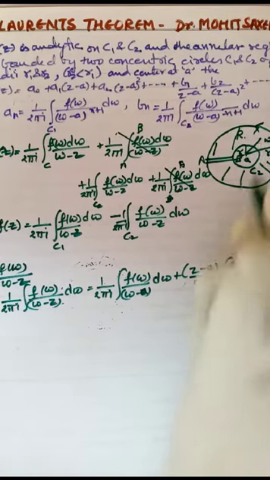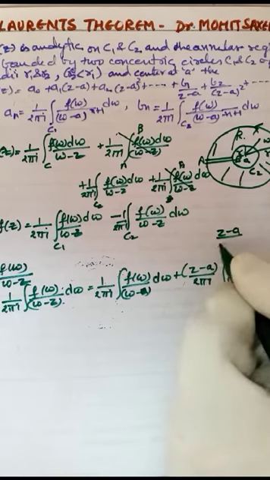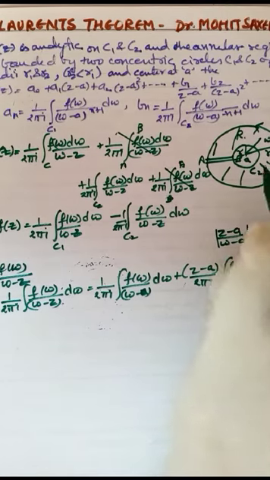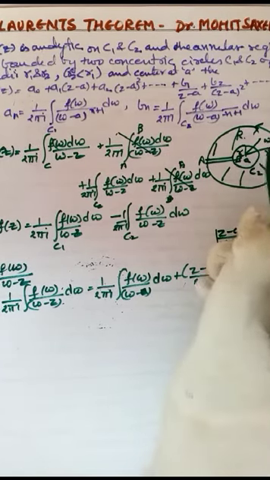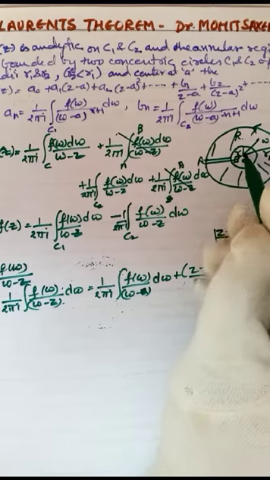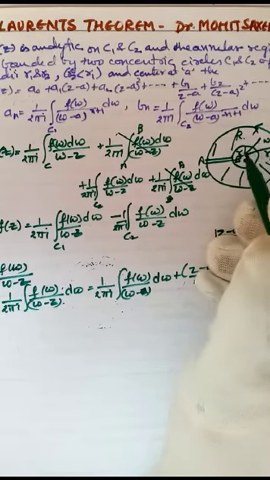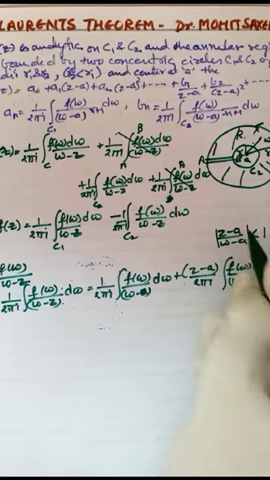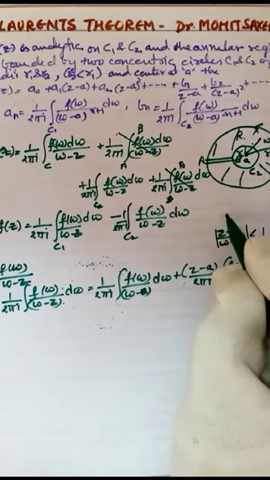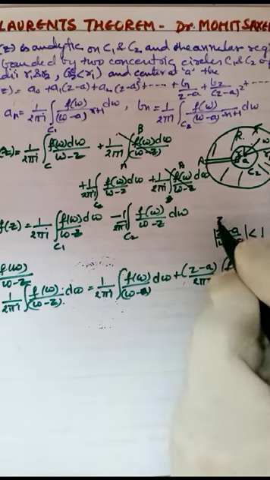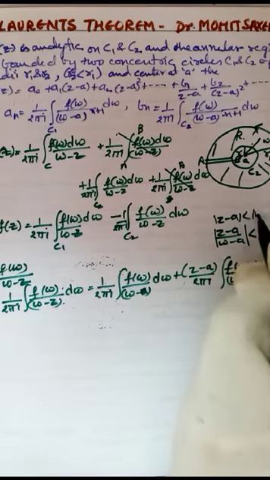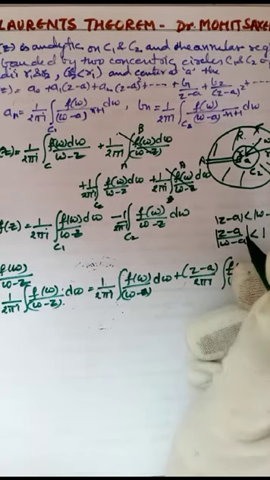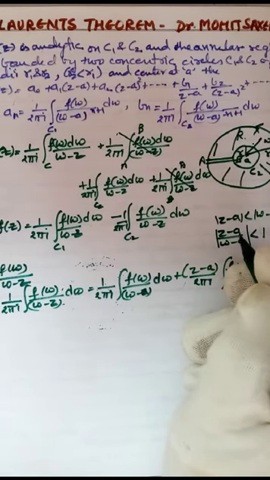Because here the modulus of (z minus a) upon (w minus a) is less than 1. For C1, w is this particular point, a is the center of the circle, and z is a point lying inside, so the modulus of (z minus a) upon (w minus a) is less than 1, or we can say that modulus of z minus a is less than modulus of w minus a. So we have applied Taylor's theorem.